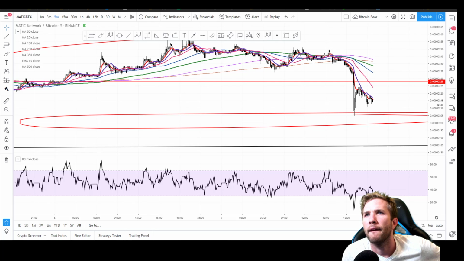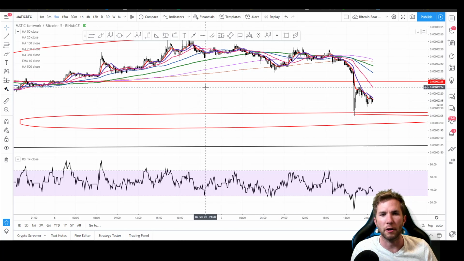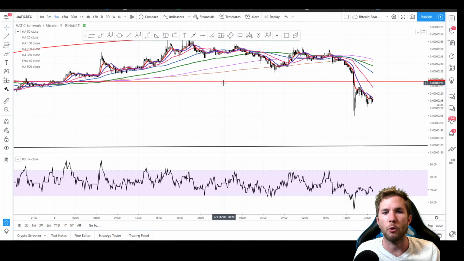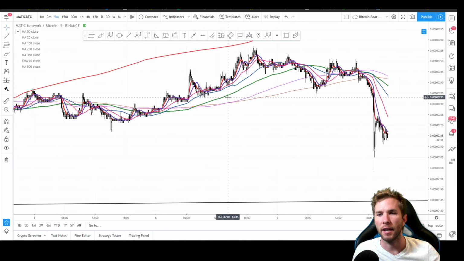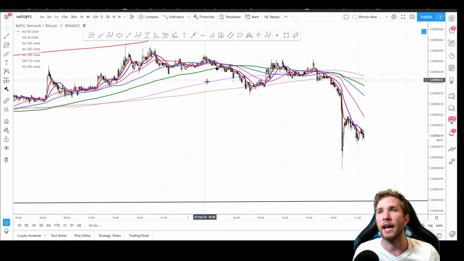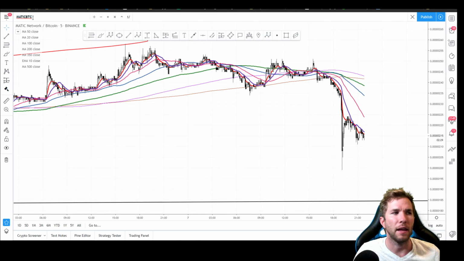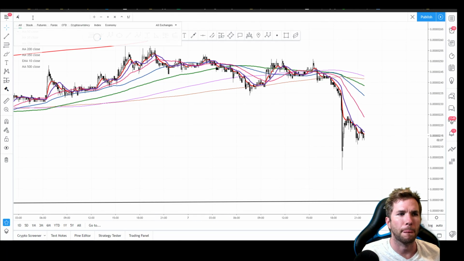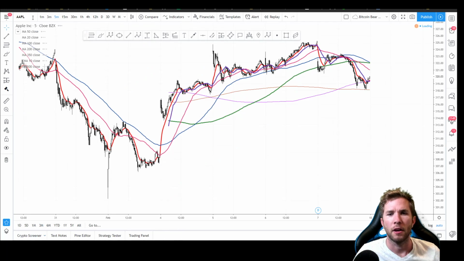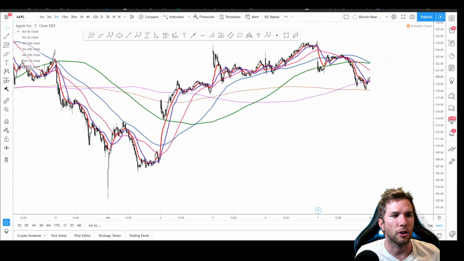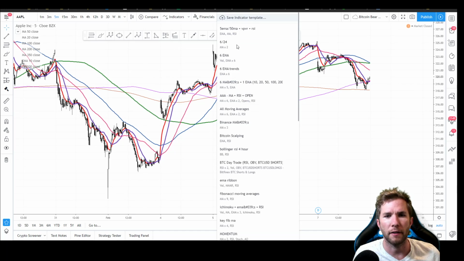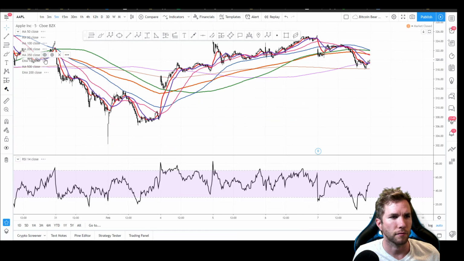All right, let's take a look at some traditional markets. I want to show you how powerful the 200 exponential moving average is. So let's take a look at Apple. So if all we use is our 200 exponential moving average, and we can use all the other ones too, but oops.